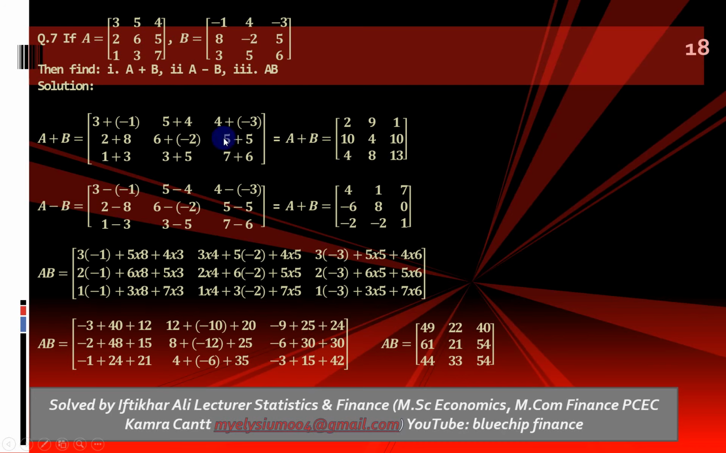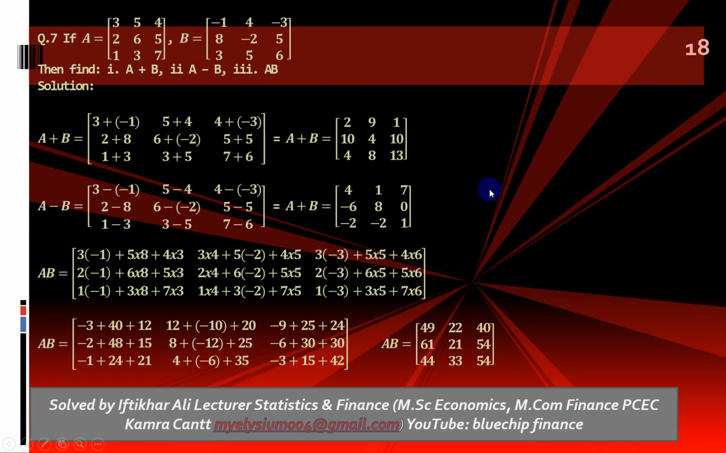And in the case of subtraction, we just reverse it: first element of A matrix minus first element of B matrix, second element of A matrix minus second element of B matrix, and so on. So A plus B is given here. The calculation gives 2, 9, 1, 10, 4, 10, 4, 8, 13, and A minus B is equal to 4, 1, 7, minus 6, 8, 0, minus 2, minus 2, 1.